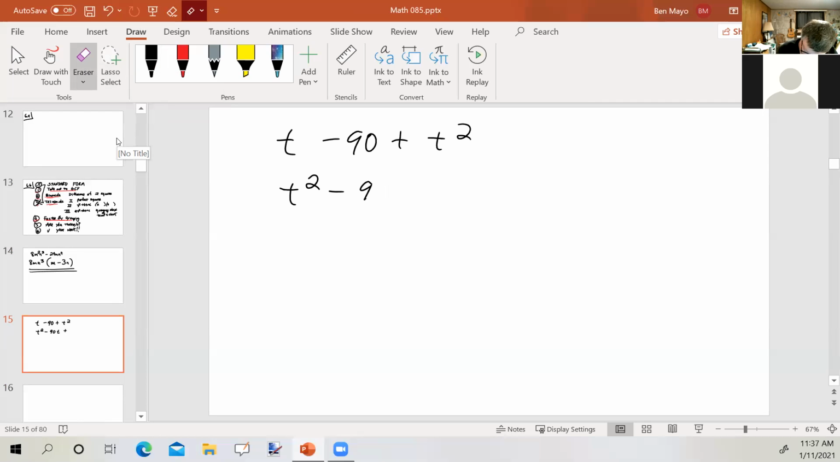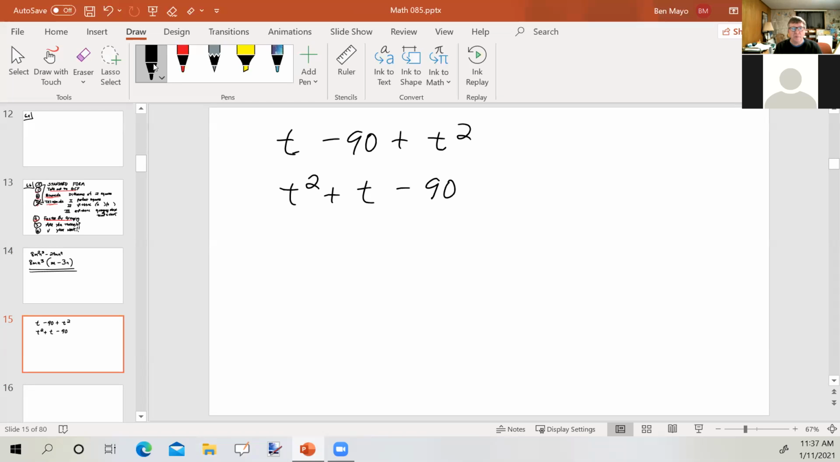So let's see here. This would be t squared plus t minus 90. My t's, I'm going to put little tails on them. All right. So now I have a trinomial in standard form. There's no greatest common factor to be removed.